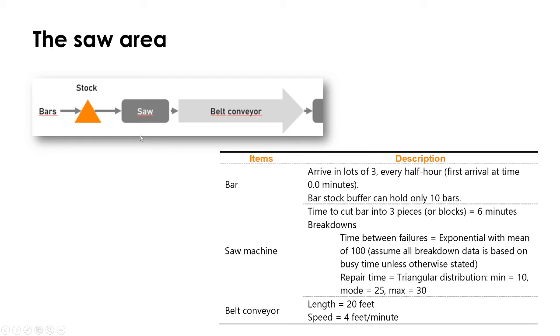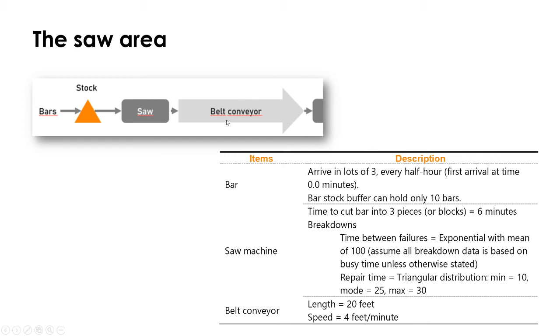And once we have the bars cut into blocks, we have a belt conveyor which is 20 feet long and moves at a speed of 4 feet per minute, and these blocks are moved from here, from the saw, to the following process.